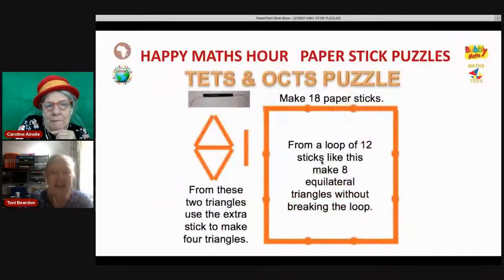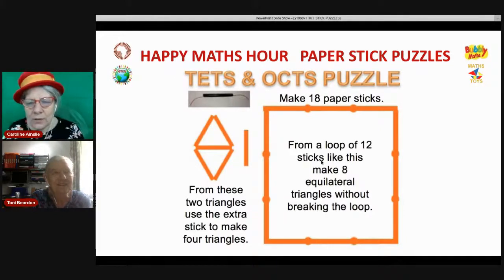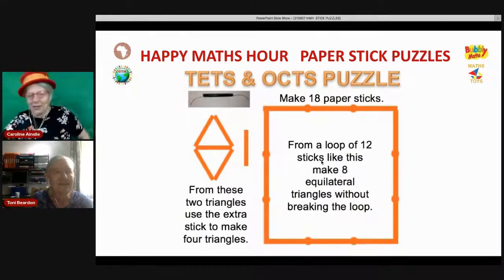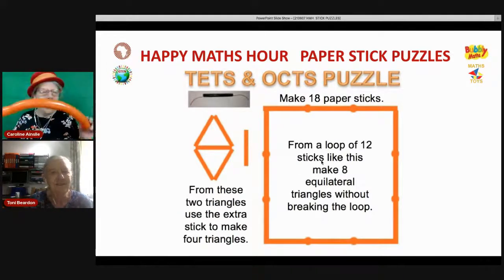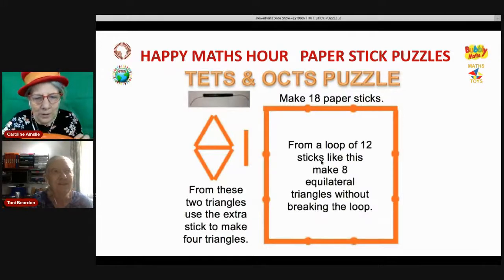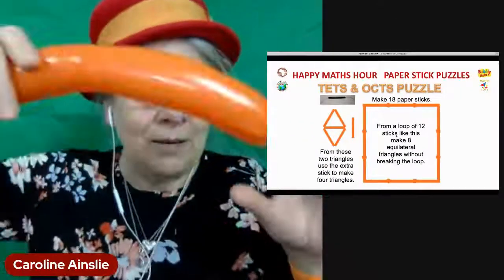Yes. Okay, now Caroline, you're going to show us something about the Tets and Octs puzzle. I am, and I just remembered that you wanted me to show a picture, which I've just found just in time. Tets and Octs, right? Here we go. Tets and Octs. Well, we're going to start with a balloon. So you can see what I'm doing. I'm going to use a balloon.